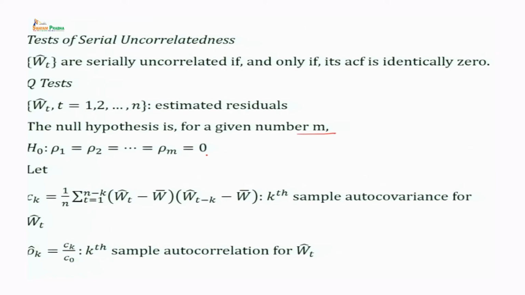And then we estimate the sample autocovariances for W hat t by C k equal to 1 upon n summation over t of W hat t minus W bar times W hat t minus k minus W bar. W bar is the mean of these estimated residuals, and then rho hat k is the sample autocorrelation for W hat t, and rho hat k is equal to C k upon C 0. So, this is the kth sample autocorrelation.